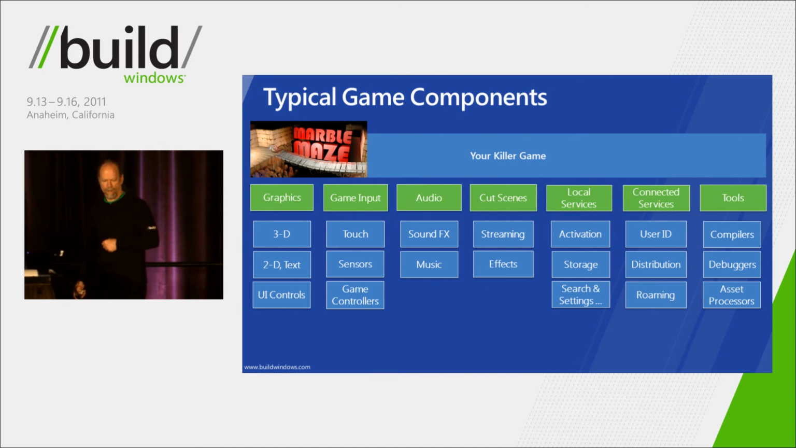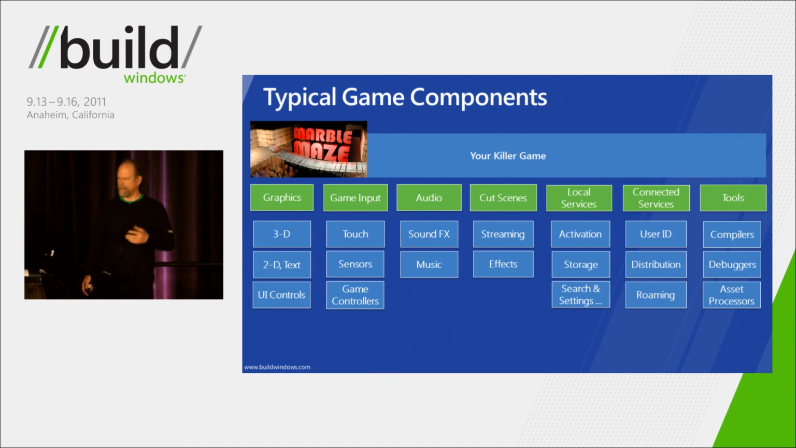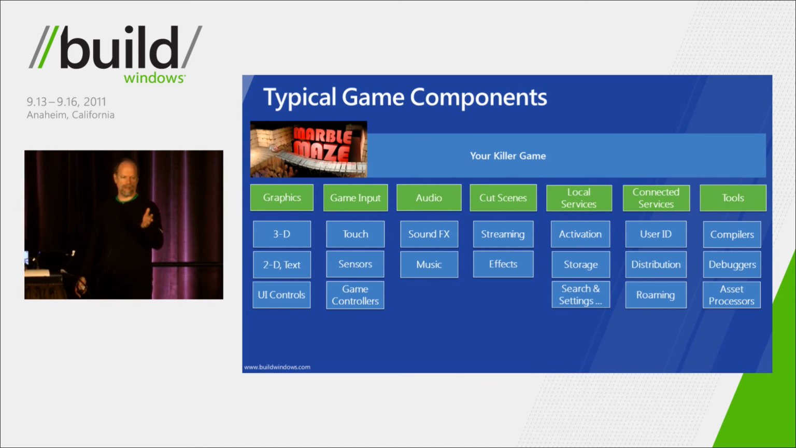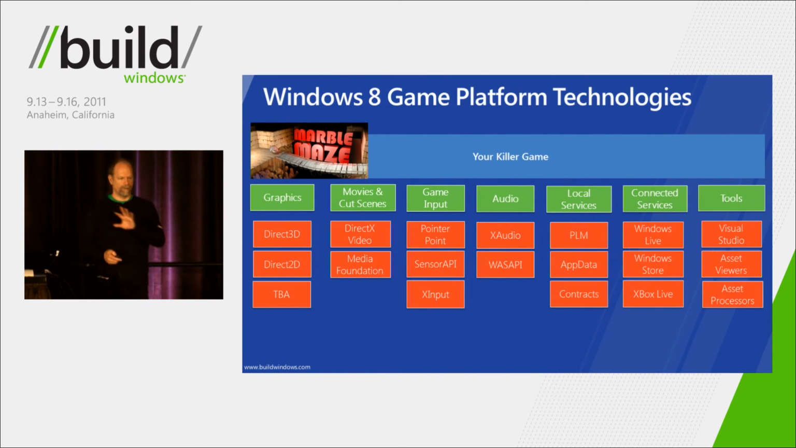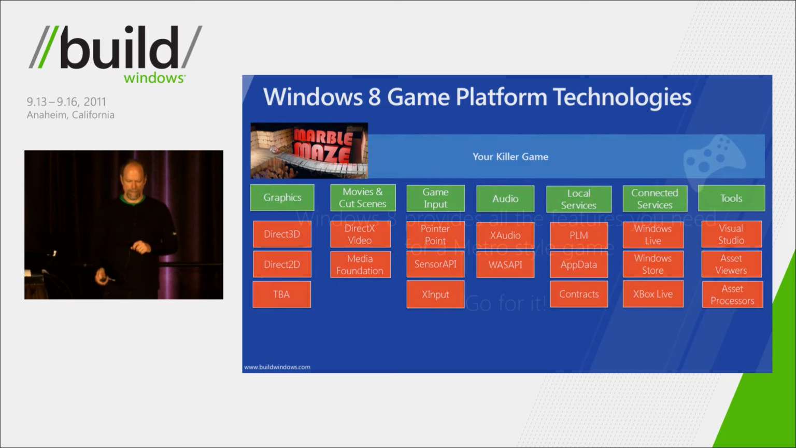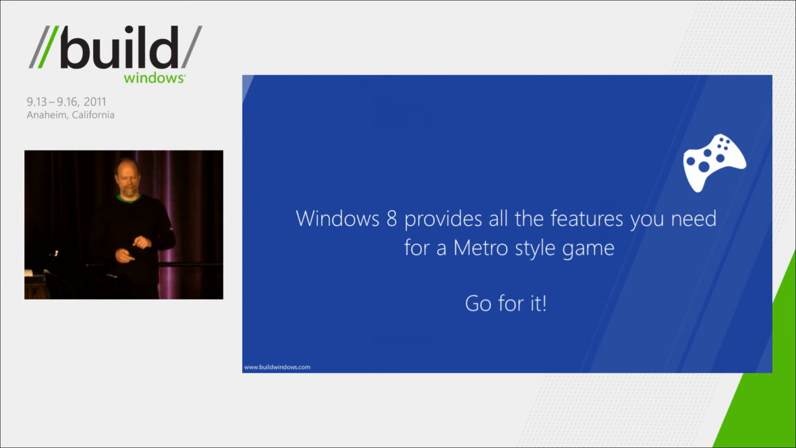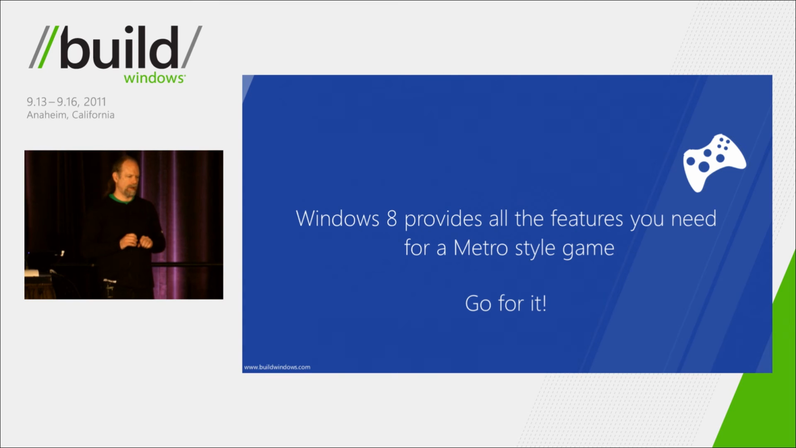Okay, so this is the slide I used at the beginning. I identified these as all being interesting pieces to put in a game. Some cases they're absolutely critical. And what I'd like to summarize is that for each of those pieces, we do actually have a component that will solve that problem, or at least be a good foundation for people who want to solve that problem. And so the summary is that Windows 8 does provide all the features that you need to create a Metro-style application.